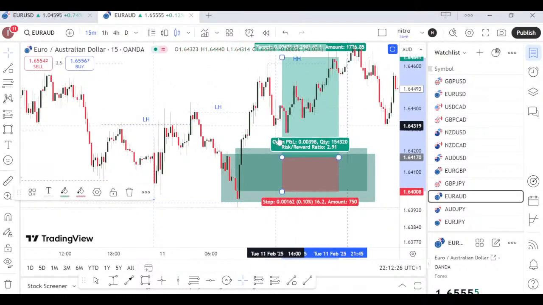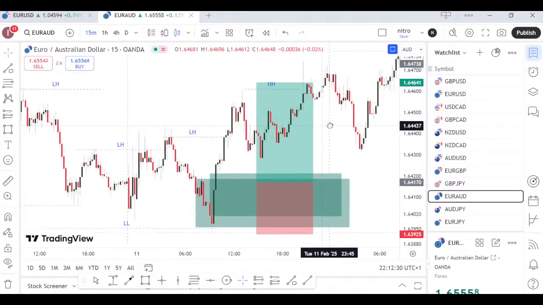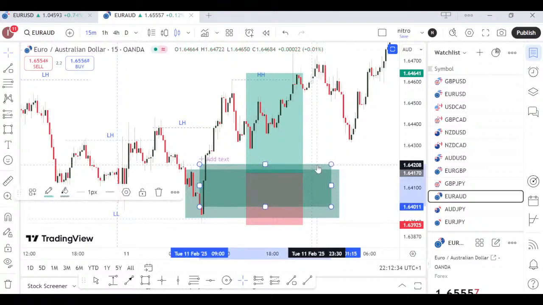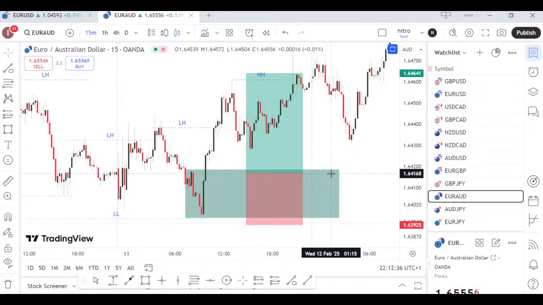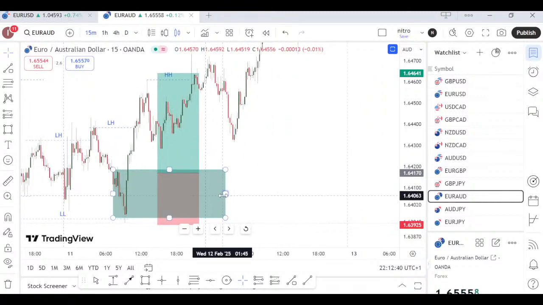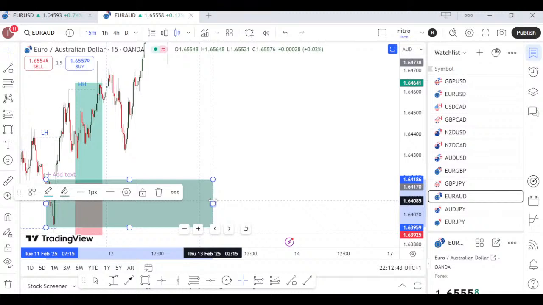So when price was coming down, just wait. You can put your sell order like this and wait for price delivery to come back here into this zone. So I can delete all these, right? Now I can just keep expanding this.